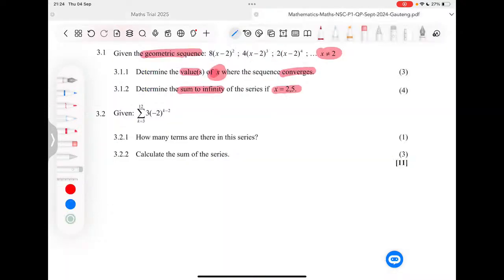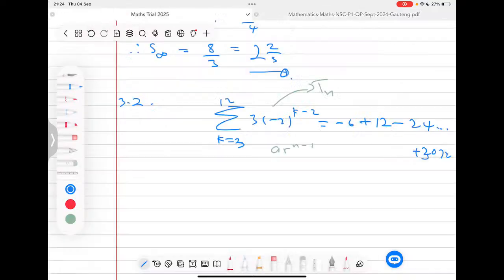Now, I think we can answer questions here. 3.2.1 says how many terms are in this series? Right, how many terms? We're looking for n. So if I were to count these terms here, term 1, term 2, term 3, until this number here, 12, how many terms will I have? Now, you have to be careful with these questions. The answer is not 12, because you can see here we didn't start at 1, we started at 3.